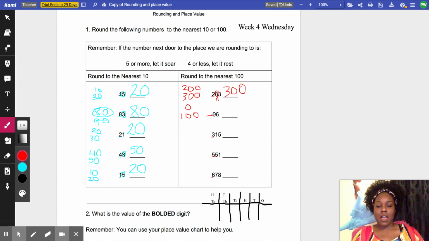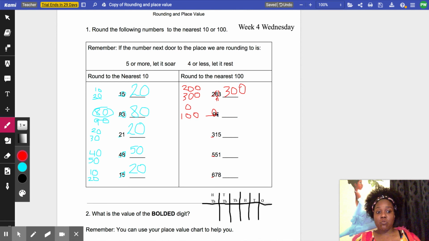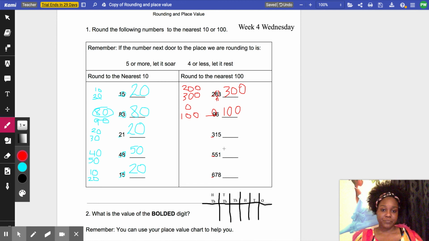And I circle my number next door, and that's a 9. So that means I'm going to round it up to 100. And also, 96 is only 4 numbers away from 100. It's 96 numbers away from 0. So it's closest to 100.